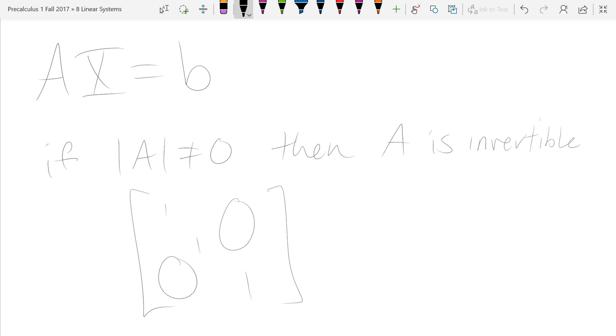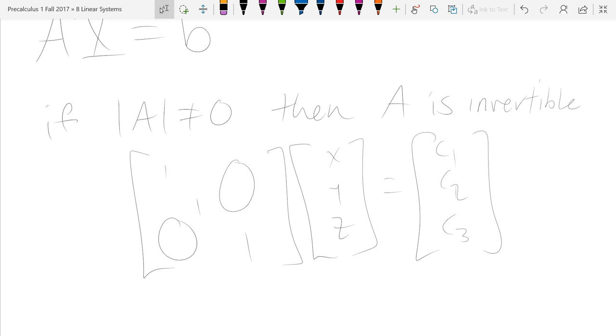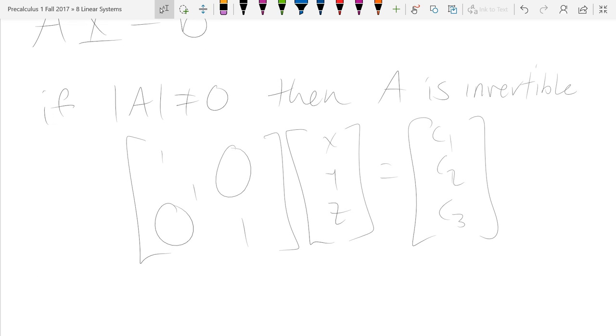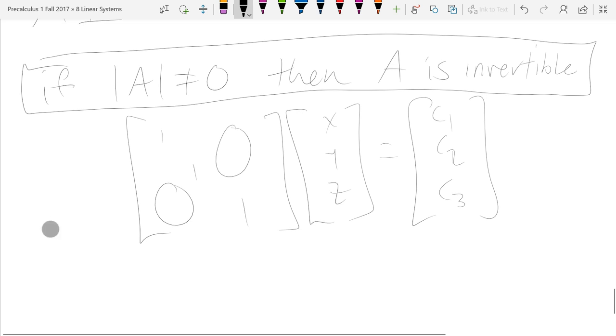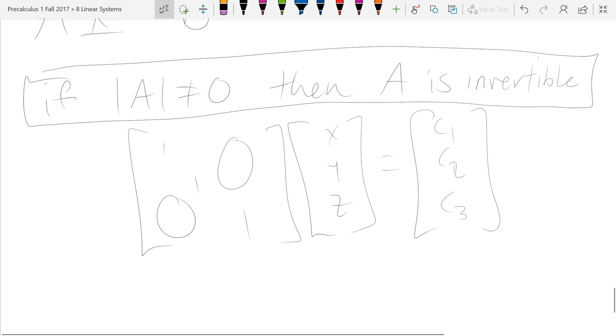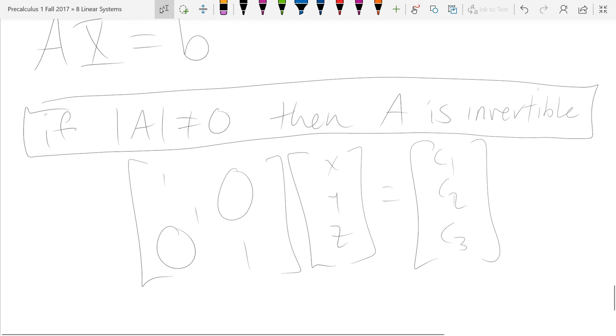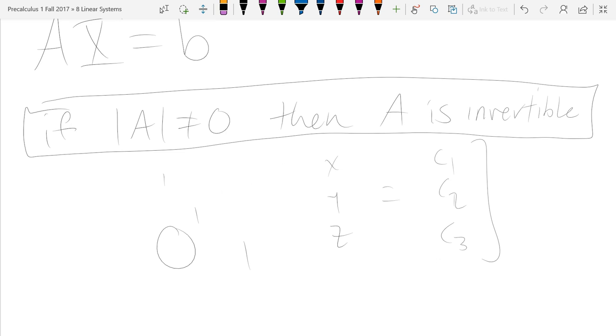And of course, if you're thinking in a linear system, you have x, y, z equals some constants. This means right here, x is c1, y is c2, and z is c3. So if your determinant is not zero, that means you can do row operations and get here. So this is really important. If the determinant is not zero, then you have an invertible matrix. So in row operations, it means you'll be able to get down to this here at the bottom. But what I want to look at is the AX equals B.